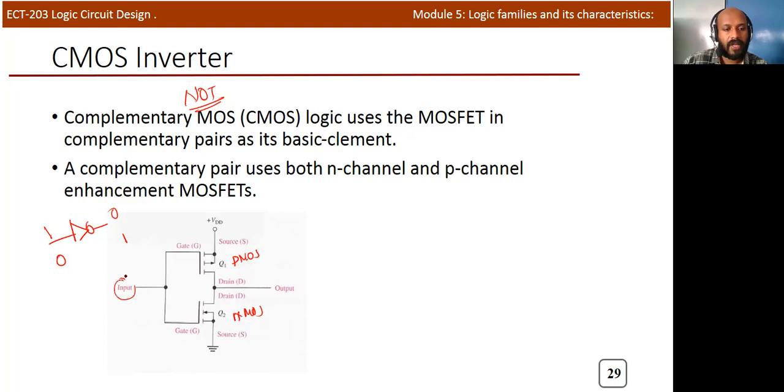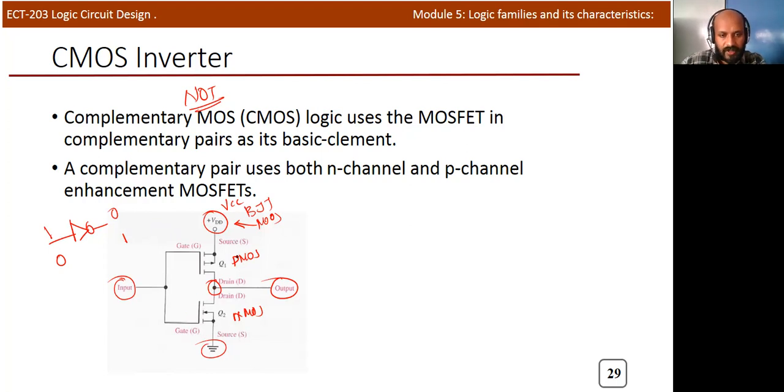And here you will apply the input. Only one input is required and only one output. Here you can see that the source terminal of the PMOS transistor is connected to VDD. In the case of a BJT or in a normal circuit, we will call it VCC. But in the case of MOS, we will represent this power supply as VDD. And here you can see the ground terminal. This common point is used as the output point. And the input is connected to both gate terminals of the PMOS and NMOS.